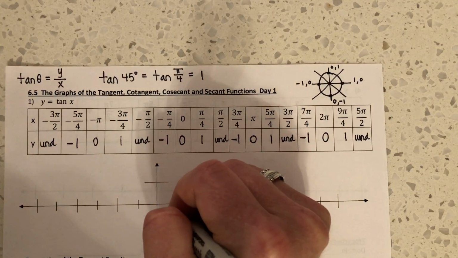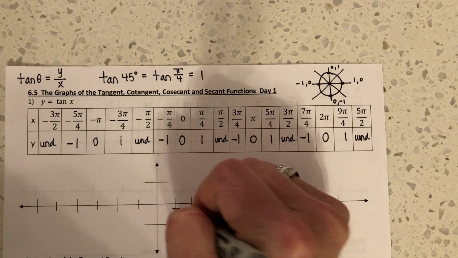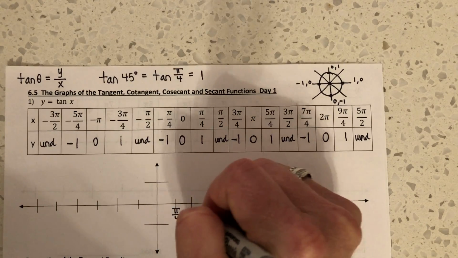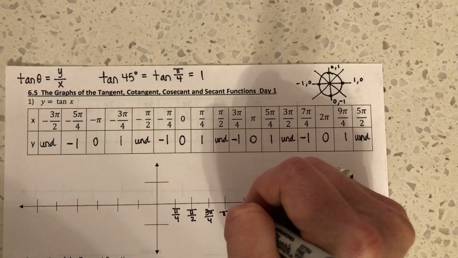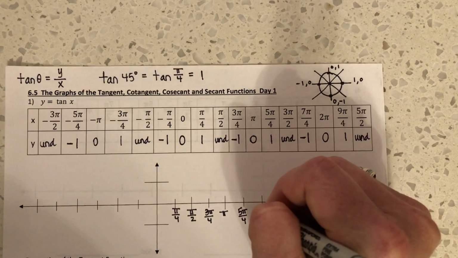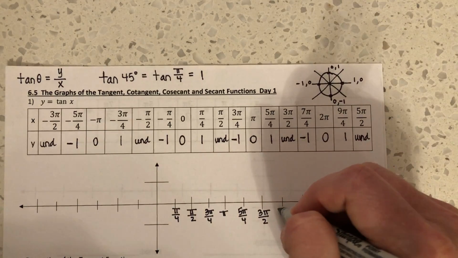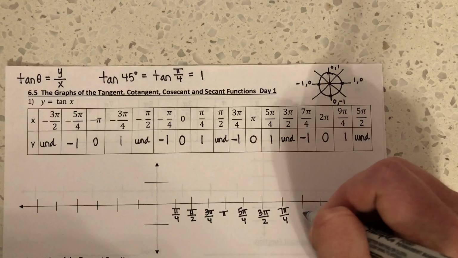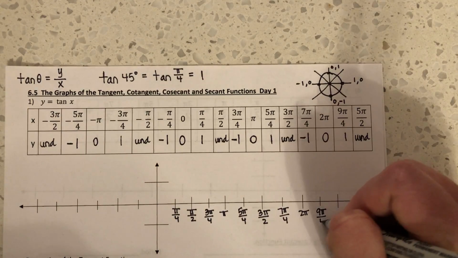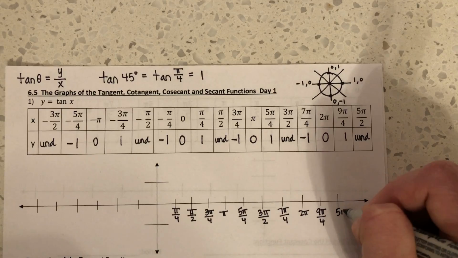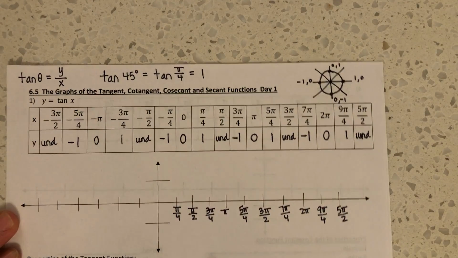All right, so let's label our x-axis. 1 pi over 4, 2 pi over 4, which is pi over 2, 3 pi over 4, 4 pi over 4, which is pi, 5 pi over 4, 6 pi over 4, 7 pi over 4, 8 pi over 4, which is 2 pi, 9 pi over 4, and then 10 pi over 4, which is really 5 pi over 2. All right, and then I'm going to count by pi's over 4 in the negative direction.